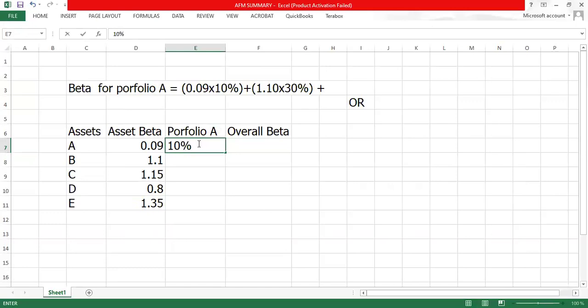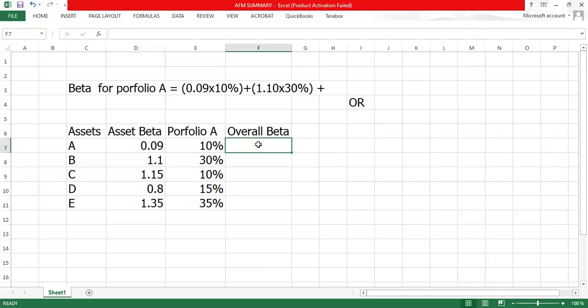10%. Then here you have the 30%. The 30%. Then you have the 10%. Then you have the 15%. Then lastly, you have the 35%. Okay. Now, in an exam, you need beta. Now, what do you do?